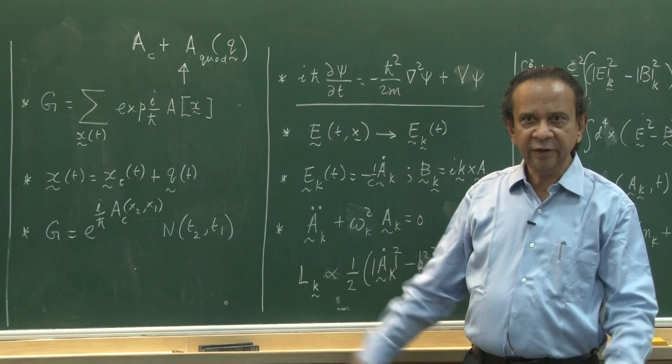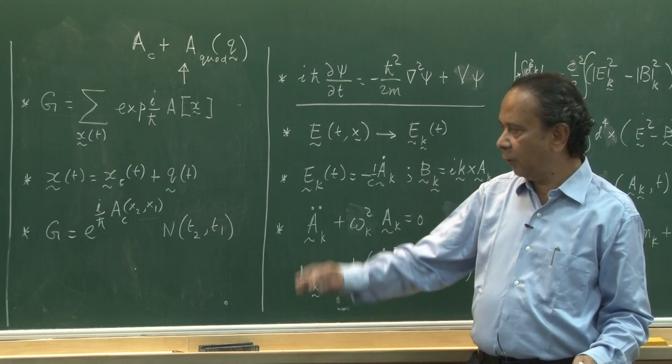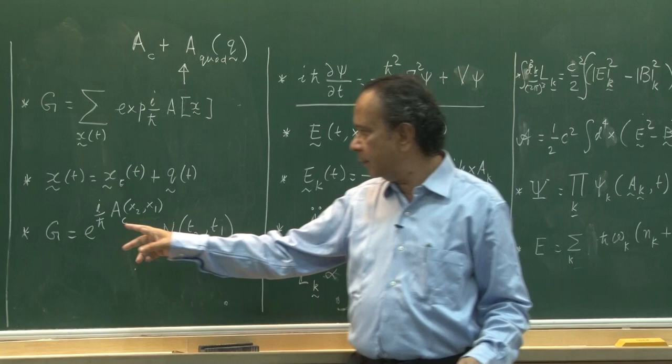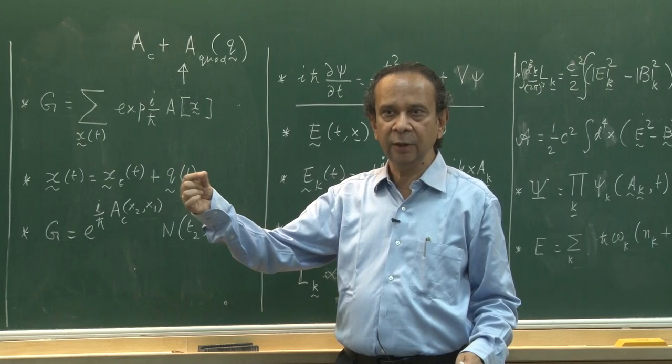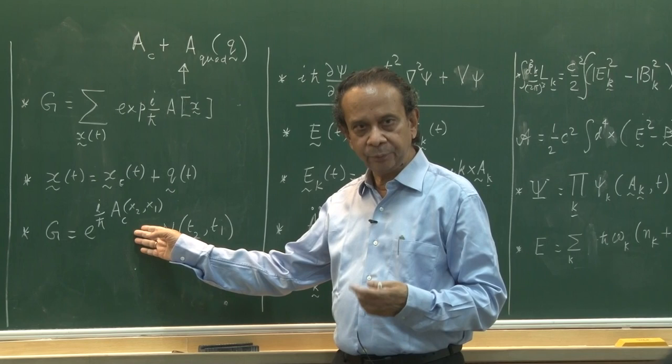So we have done our first summation over paths. If the action is quadratic, the propagator has an extremely simple form. It is some function of t2 comma t1 multiplied by the exponential of i over h cross times the classical action computed for the classical path. So you take the action, find the classical path, compute the classical action, and that gives you this factor, and then you multiply by an N of t2, t1.